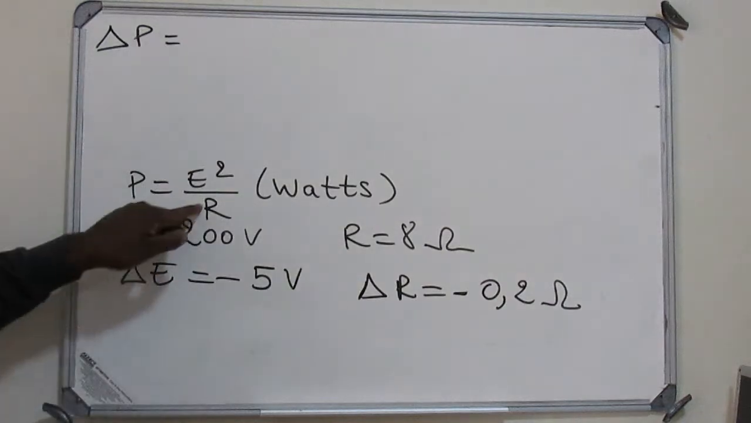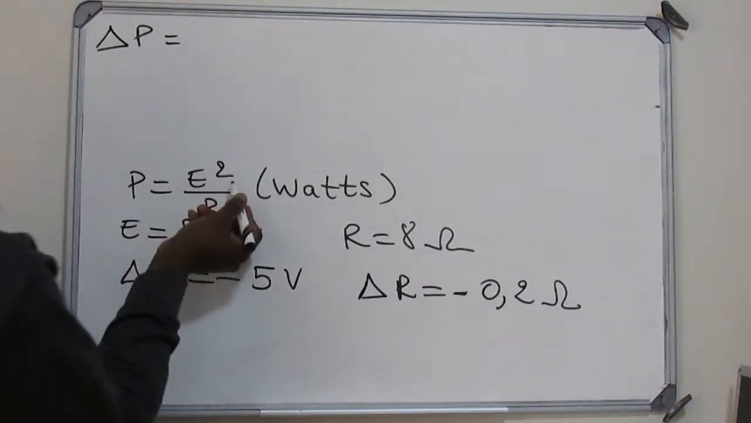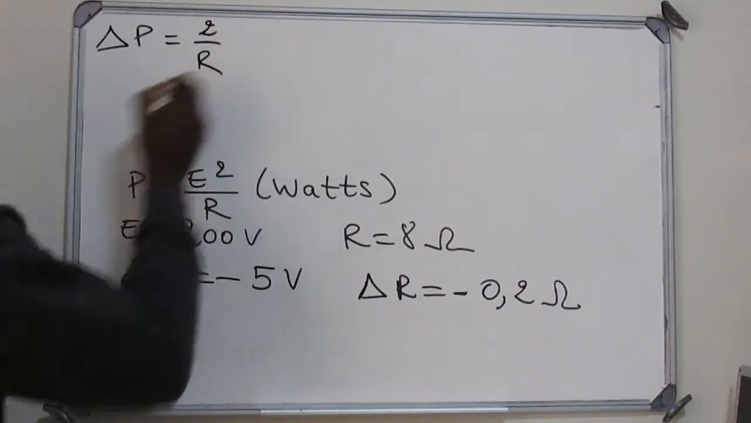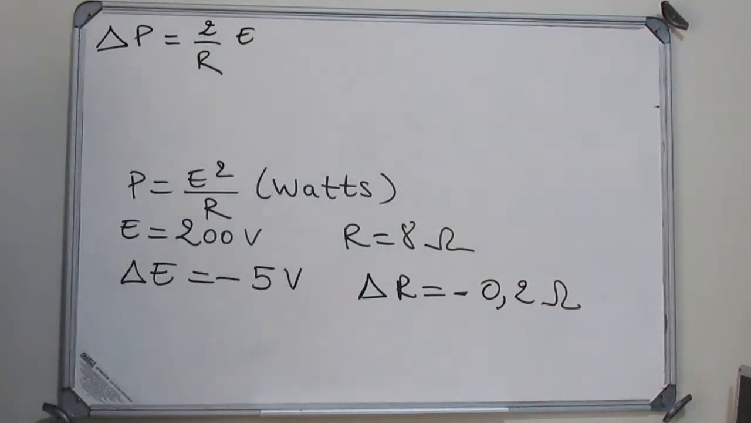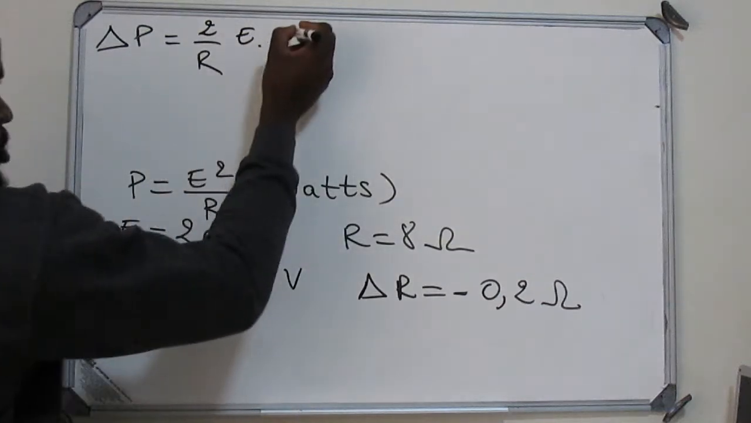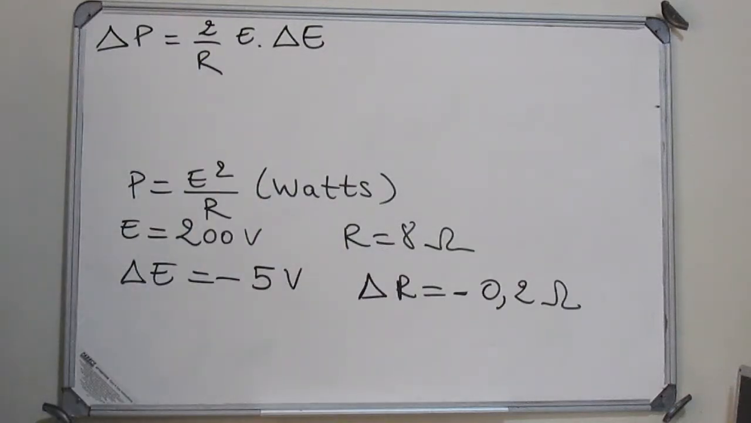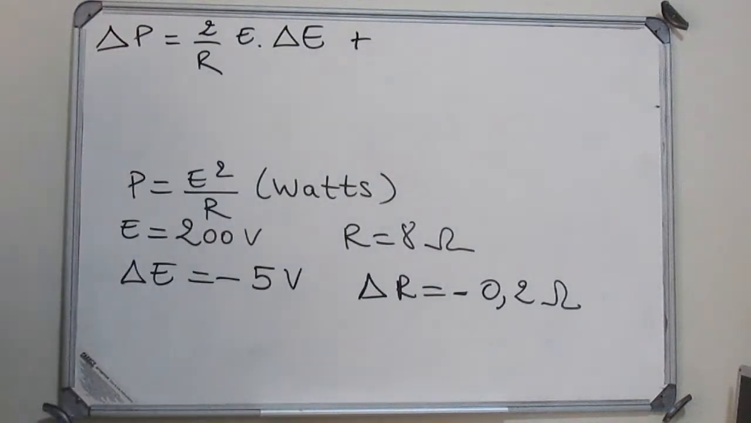We regard R as our constant. So the 2 will come down, and it's going to be 2 over R. Then we keep E, because we are deriving with respect to E. We need to multiply by the rate of change in E. Then you go plus.